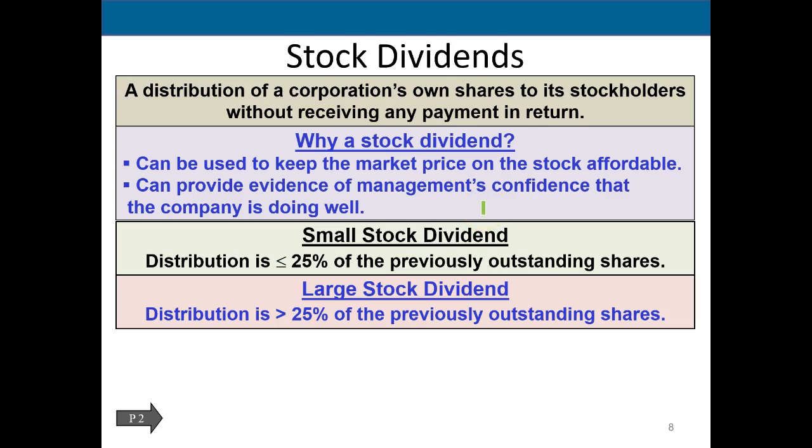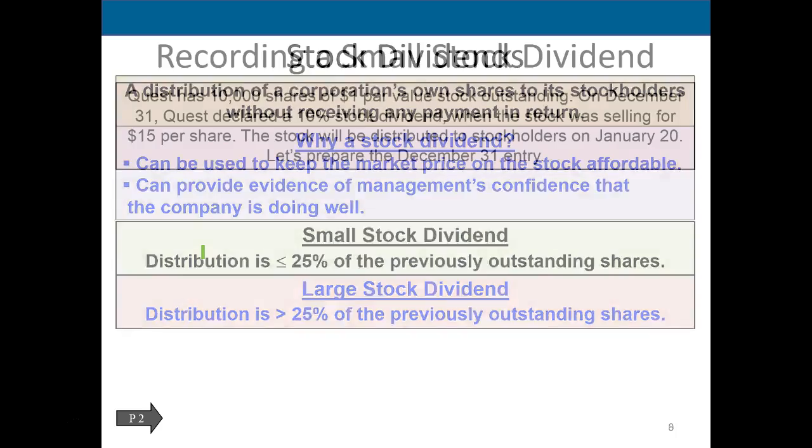So sometimes we would ask, why would you give a stock dividend? It could act in such a way that it would reduce the value or the market price of the stock, because there would be more stocks in the market, and it can provide evidence of management's confidence that the company is doing well. So we have a small stock dividend, a distribution of less than or equal to 25% of the previously outstanding shares. Large stock dividends are greater than 25%.